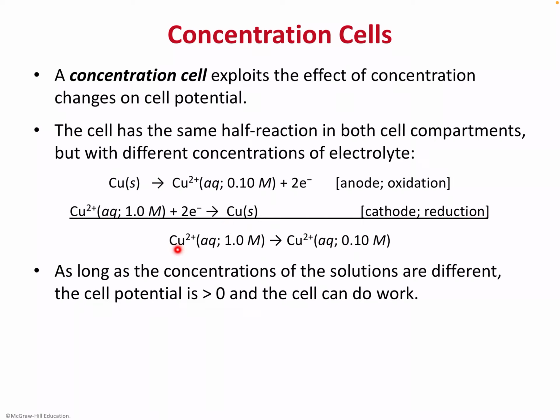So the overall reaction would be, that's right. So this is 0.1 molar, this is 1 molar. You see there is a difference in the concentration, 0.1 molar, 1 molar. The lower concentration one would be the oxidation, the higher concentrated one would be the reduction. So copper 2 plus 1 molar, copper 2 plus 0.1 molar. As long as the concentrations of the solutions are different, the cell potential is greater than 0 and the cell can do work. So we need to have two different concentrations.